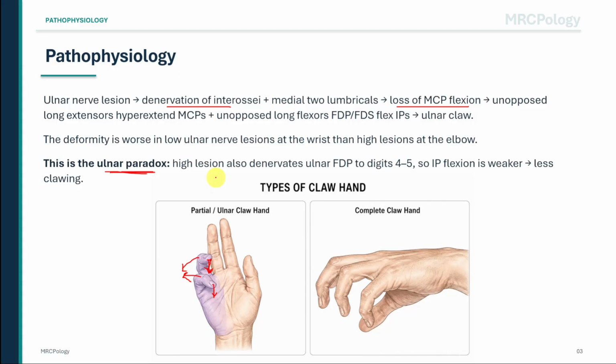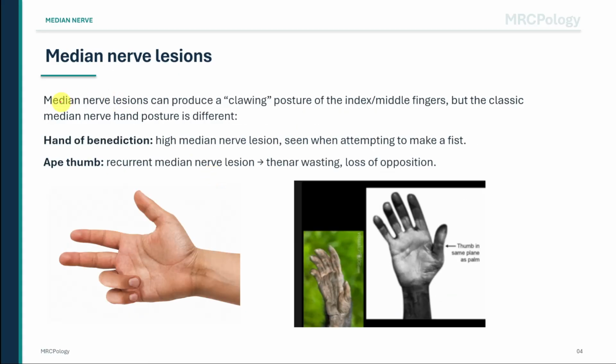Median nerve lesions may also affect the posture of the fingers, but the classic appearances are different. A distal median nerve lesion may paralyze the lateral two lumbricals and contribute to clawing of the index and middle fingers if their long flexors remain intact. However, the classic sign of a high median nerve lesion is the hand of benediction. The hand of benediction is a dynamic sign. It becomes apparent when the patient attempts to make a fist. The index finger cannot flex normally, and flexion of the middle finger is also impaired.